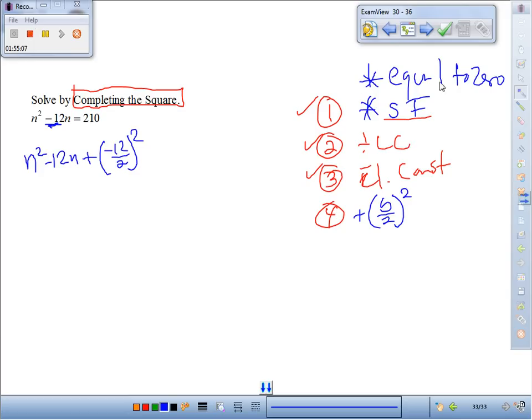Once again, didn't they already do all these steps? The equal to 0, standard form, divide by leading coefficient, eliminate the constant. Yes, that's why now we are here. They already did all those steps for us.